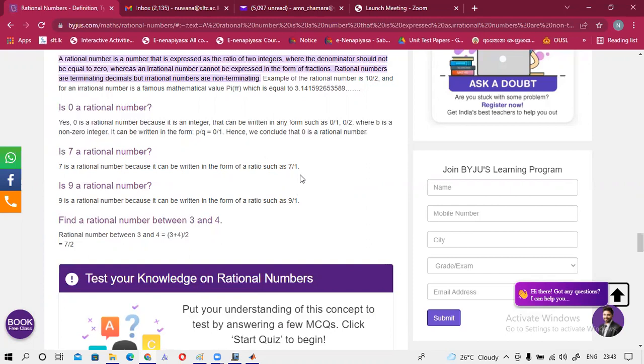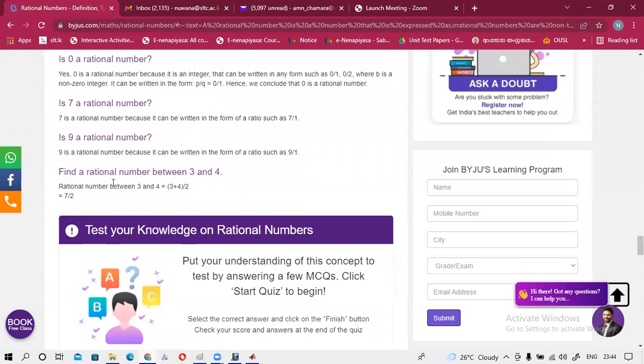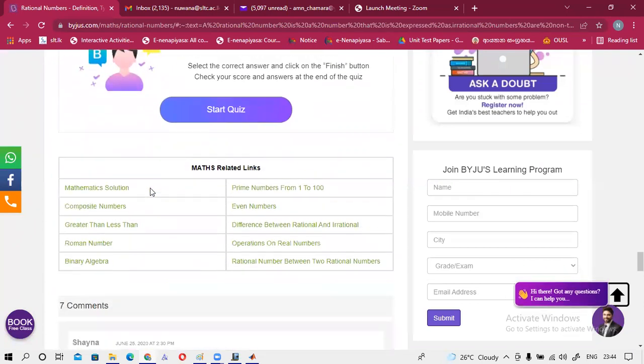That means two integers, up and down, 5 divided by 1. Here it is 7 divided by 1. So 7 is up, it is an integer, and 1 is at the bottom, it is also an integer. So you can see that these are also rational numbers.